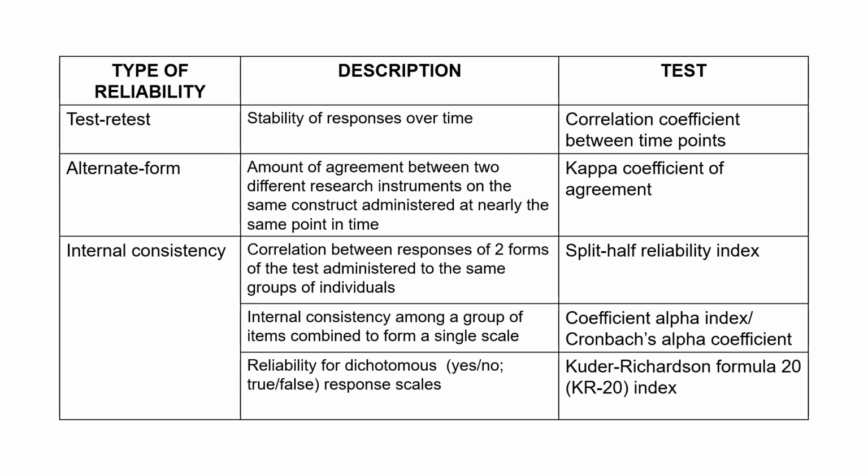Internal consistency is estimated via split half reliability index, which is dividing the test into two parts, odd even items, or first half, second half of the items, and administering the two forms to the same group of individuals and correlating their responses. Cronbach's alpha coefficient is a measure of internal consistency among a group of items in a single dimension, and for the dichotomous response scale, it is the Kuder-Richardson formula.